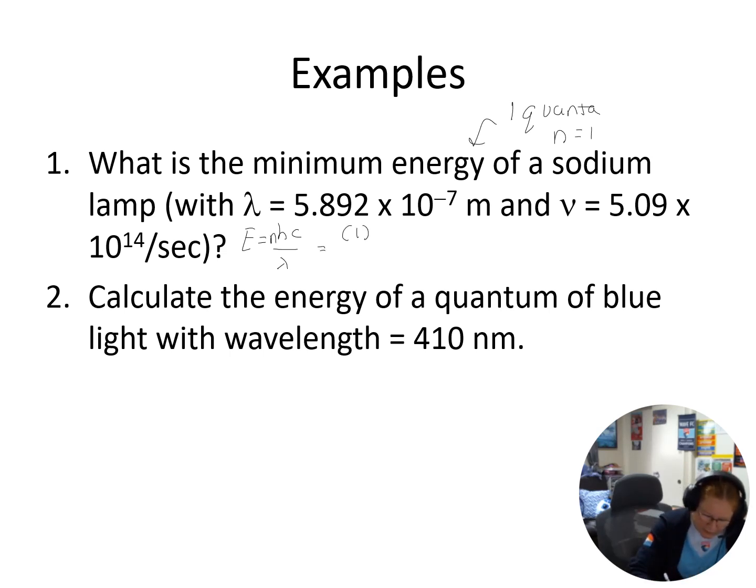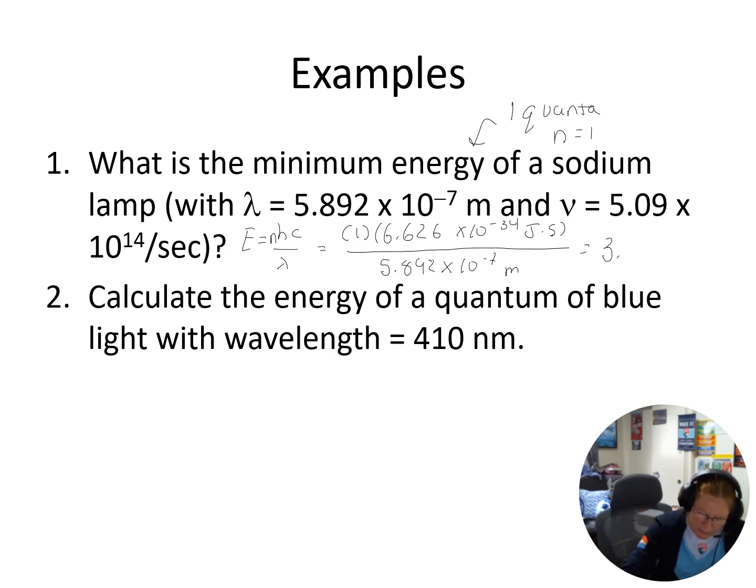And so we'll do 1 times our 6.626 times 10 to the negative 34th joule seconds. And then lambda we've already given you in meters, so 5.892 times 10 to the negative 7th meters. And so we're going to get 3.37 times 10 to the negative 19th joules. Okay?